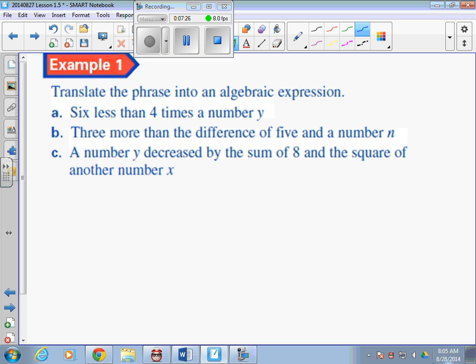Okay, we didn't quite need 2 minutes for that one, everybody. I was getting that example confused with the one we just did a second ago. This is actually a little bit easier. All you're doing is taking each one of these and translating them into algebraic expressions.